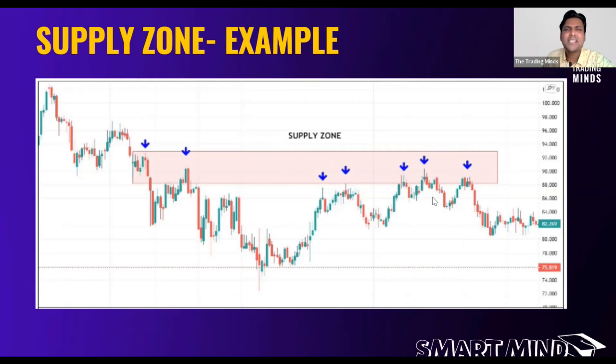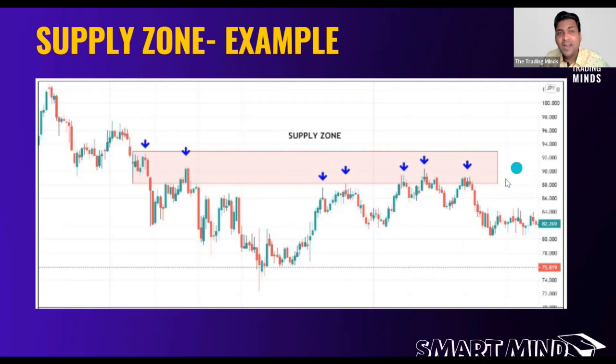Means maximum selling is kept. A lot of orders are punched in here that I want to sell this. Most of the orders are getting filled here. Whenever its price goes above, orders get filled and get sold. Again it goes up, the order gets filled, gets sold. Means sell orders are sitting here. So this is called a supply zone.